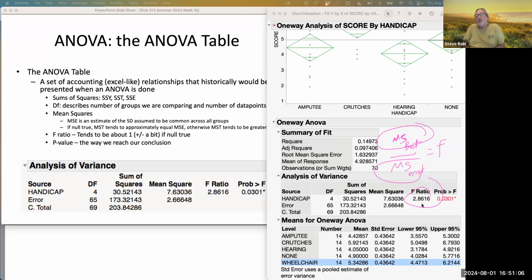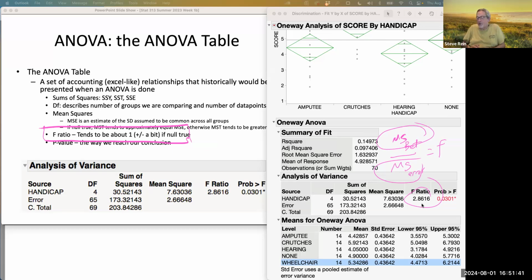But numerically, we can show that if the null hypothesis is in fact true, the mean square between the groups and the mean square within the groups, mean square between and mean square error, are the same on average. And so that F ratio will tend to be about 1 if the null is true. If the null is not true, it won't be close to 1. It tends to be a bit larger than 1 if the alternative is true.